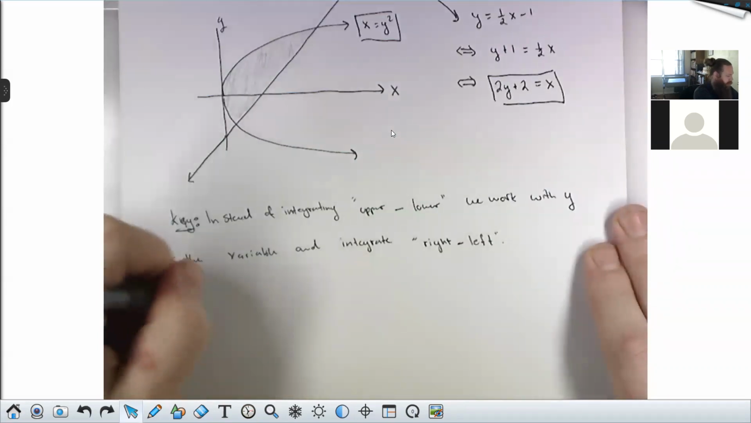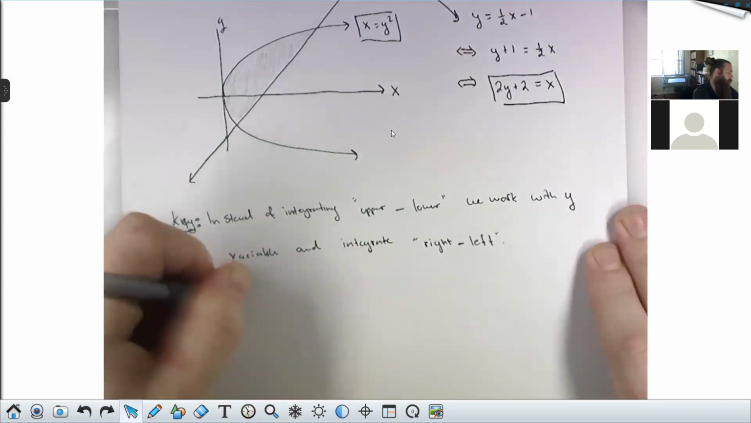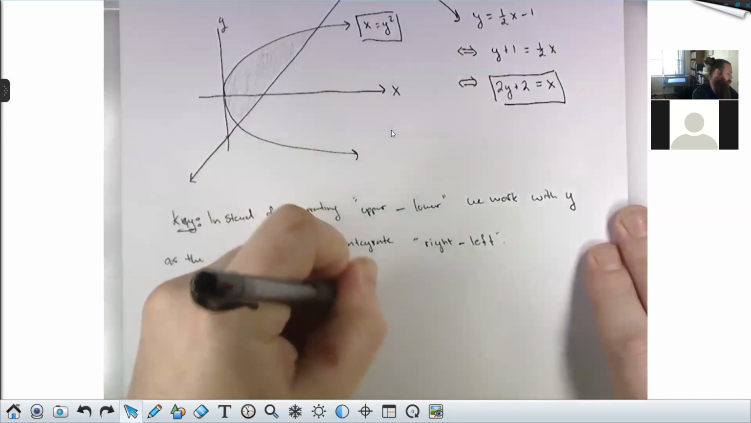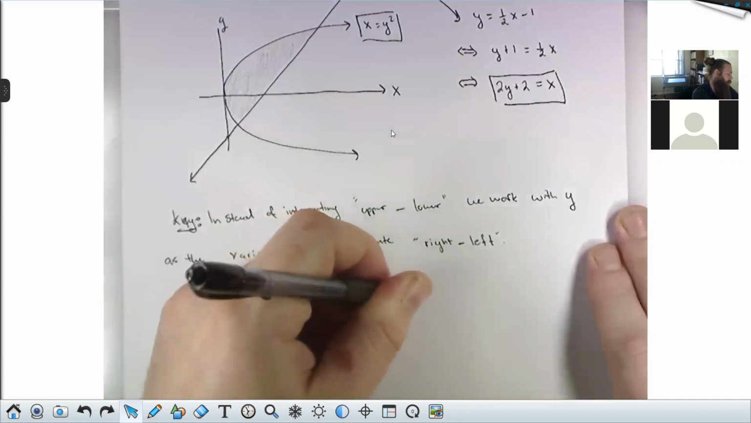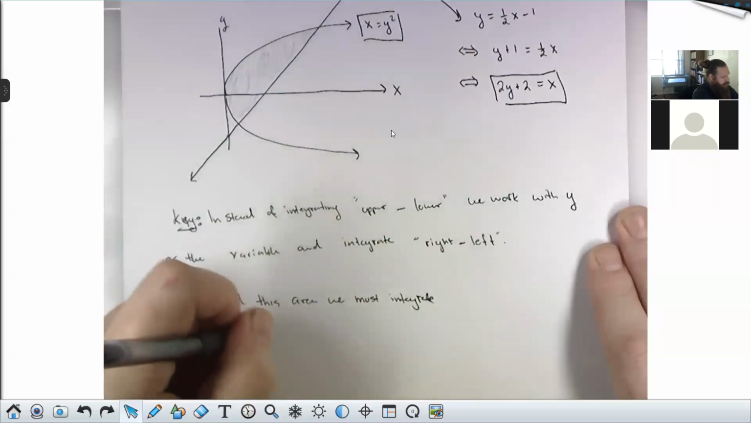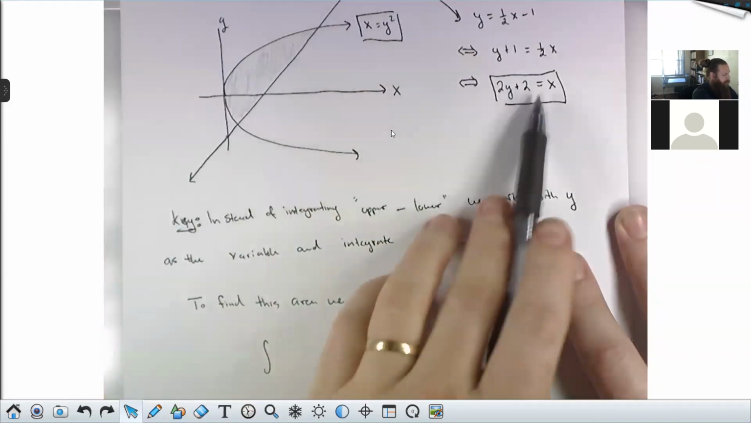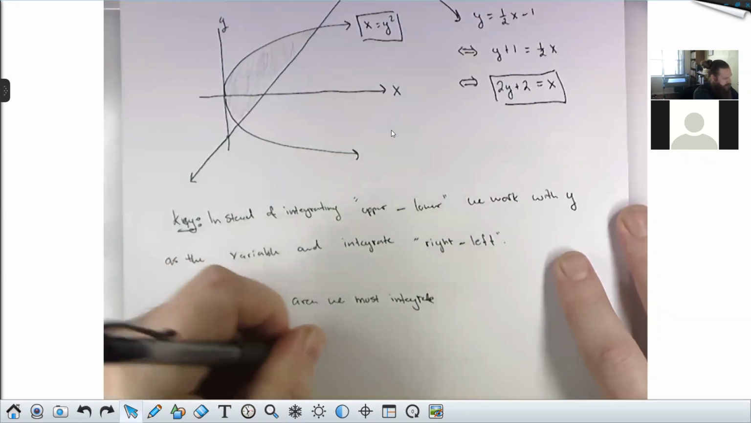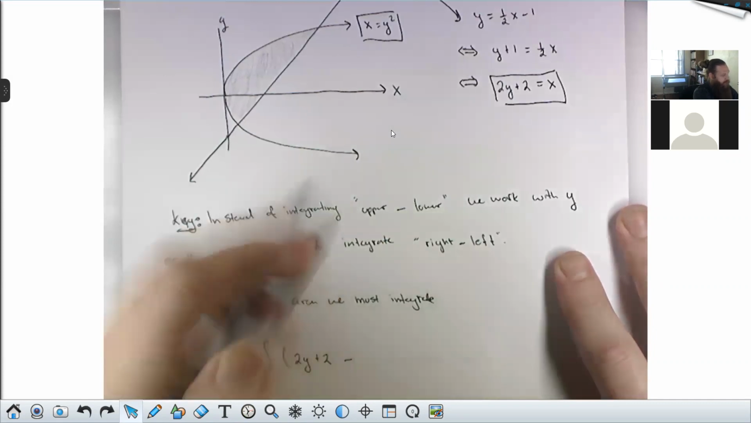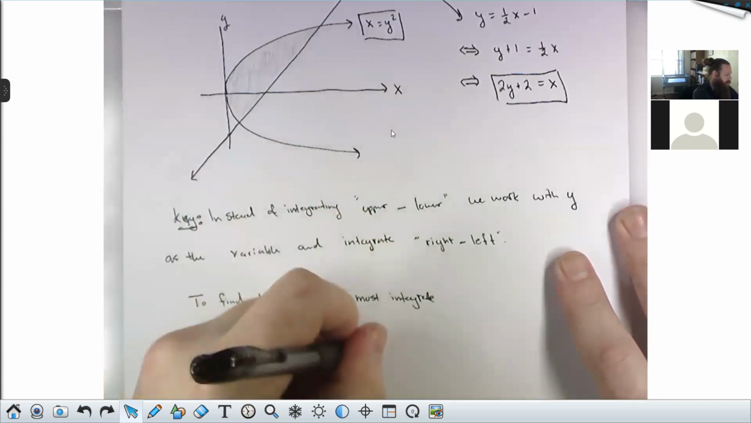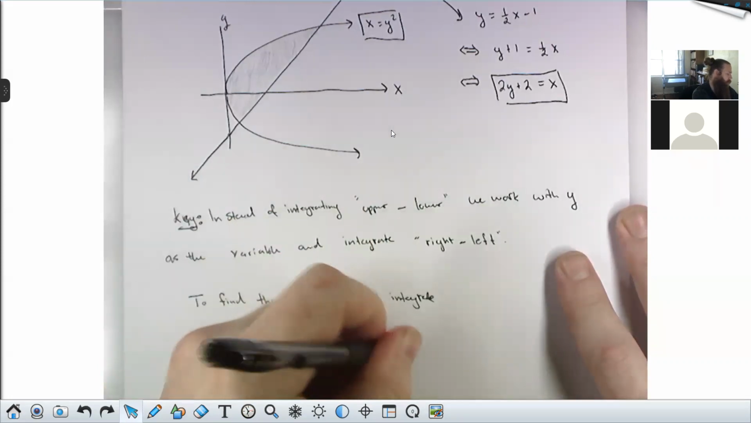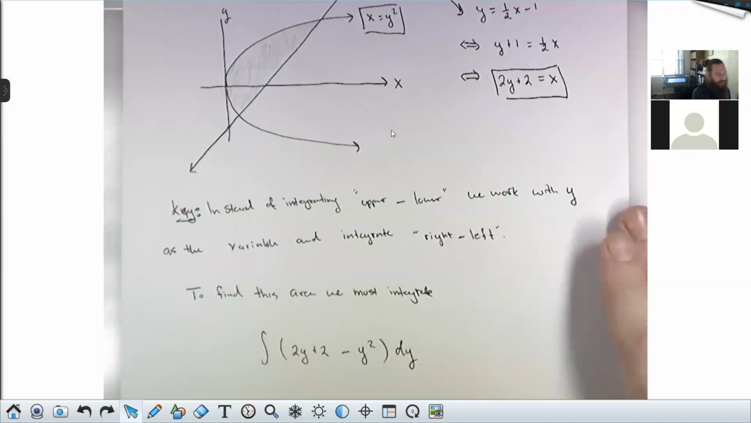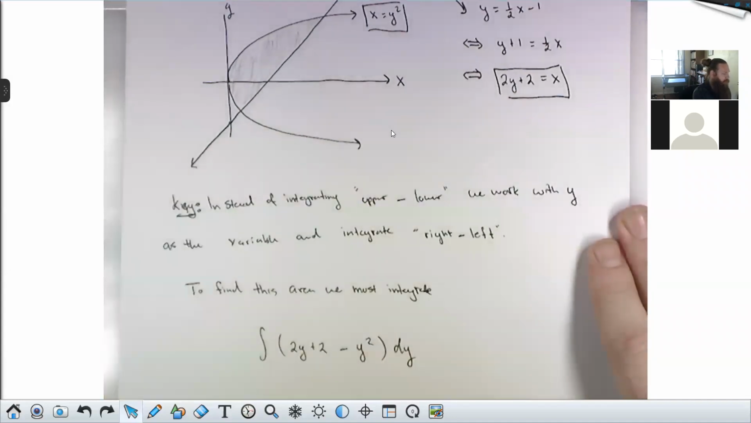So to find this area, we must integrate my rightmost function, which is 2y plus 2, minus my leftmost function, which is y squared. And the integral is done dy. This is what we mean when we say we're working with y as the variable.